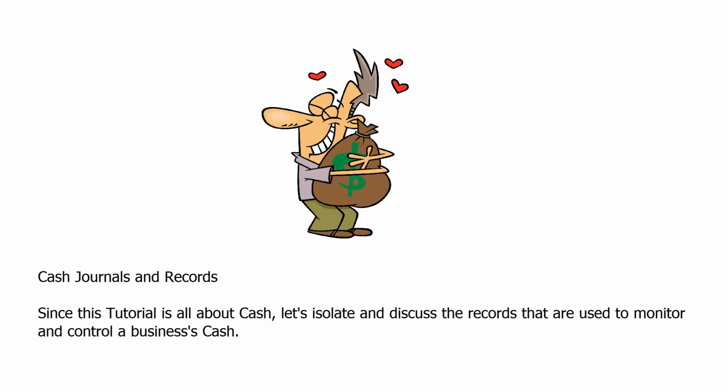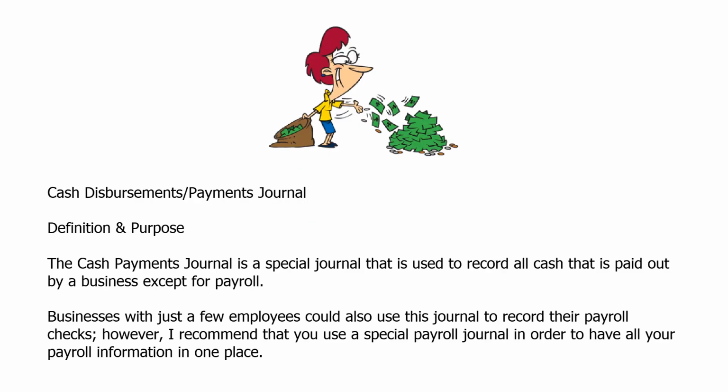Cash journals and records. Since this tutorial is all about cash, let's isolate and discuss the records that are used to monitor and control a business's cash. Cash Disbursements Payments Journal. Definition and purpose. The Cash Payments Journal is a special journal that is used to record all cash that is paid out by a business except for payroll.